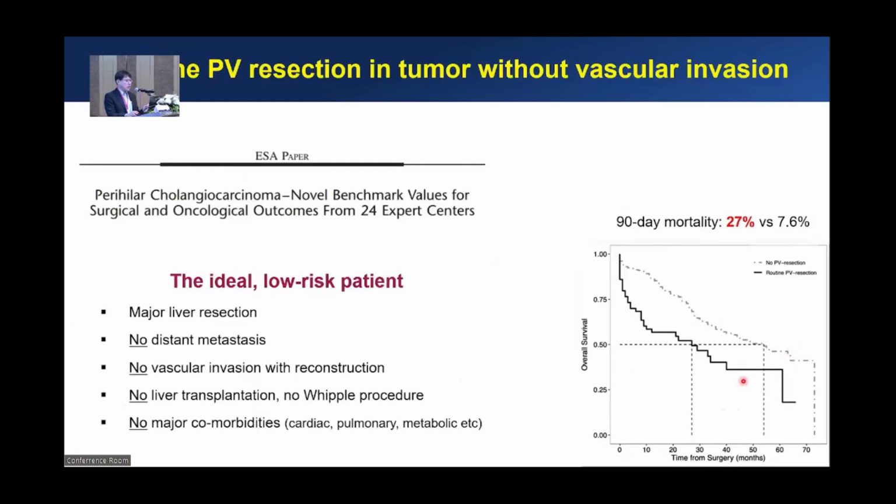And this is another recent multicenter study, published in 2022, which failed to confirm the benefit of the routine PV resection. This is a routine portal vein resection, and this is also the usual strategy here. The mortality is very low, mainly because the surgical mortality reduced the survival. So the survival of the routine group.